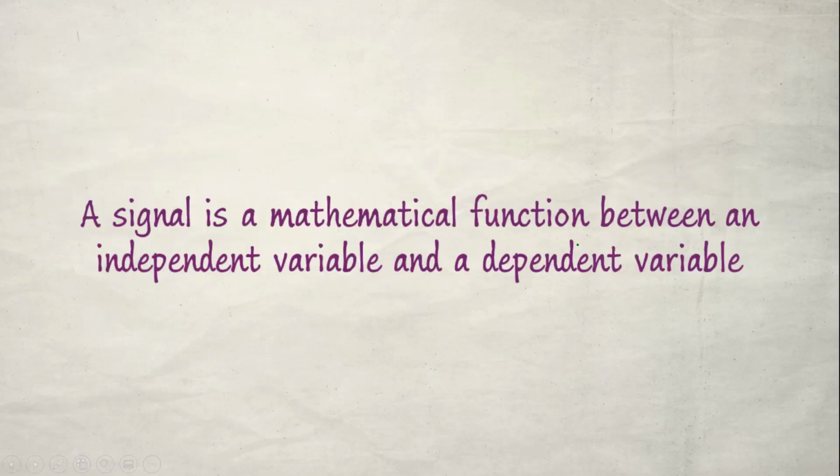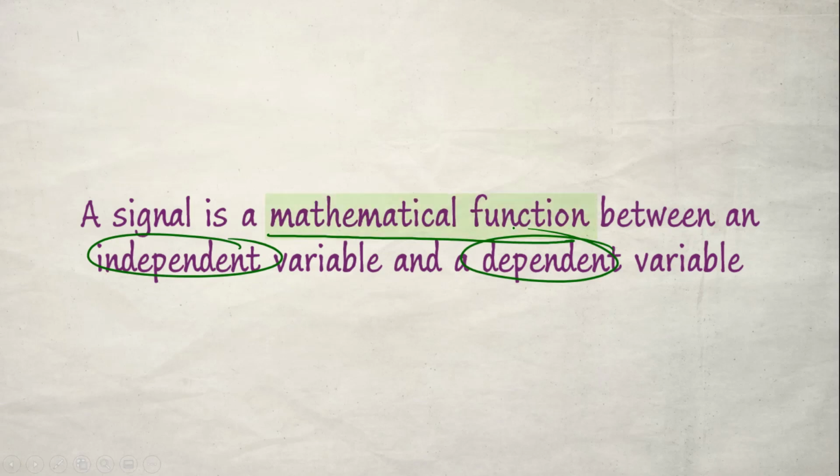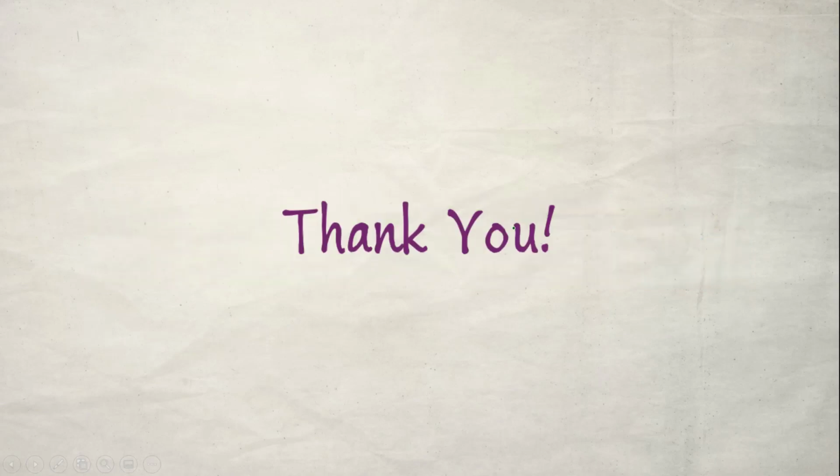One more definition we have seen: a signal is a mathematical function between an independent variable and a dependent variable. So there should be an independent variable and there should be a dependent variable, right? Then we can call it a signal. So don't forget these words: mathematical function, independent variable and dependent variable.